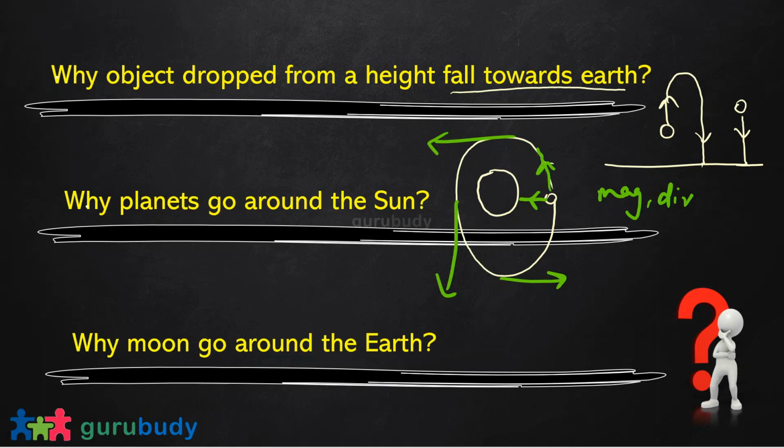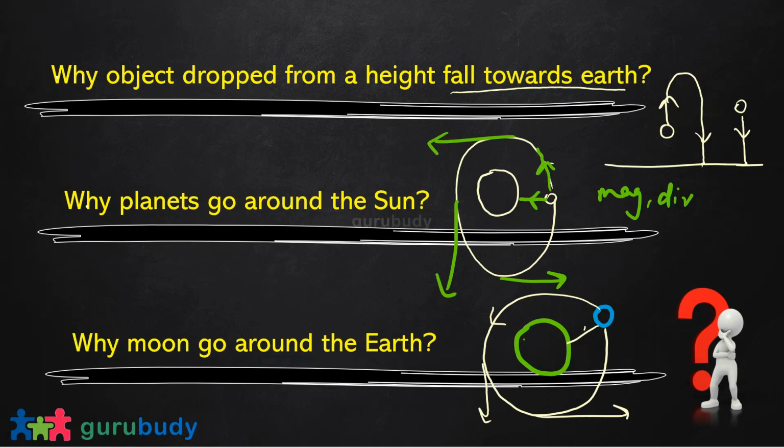Another question, with similar logic, is why the moon goes around the Earth. We have the Earth here and the moon here, and I'm going to draw its path as it revolves. The velocity of the moon is changing, its direction is changing, so there must be some kind of force acting in this direction. Why? Which force is acting on the moon?